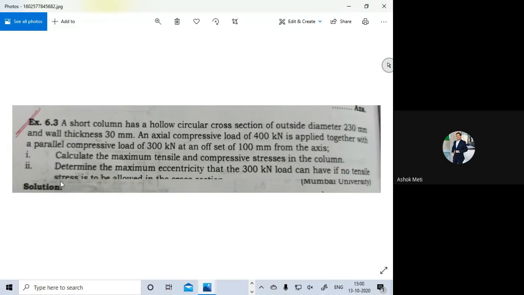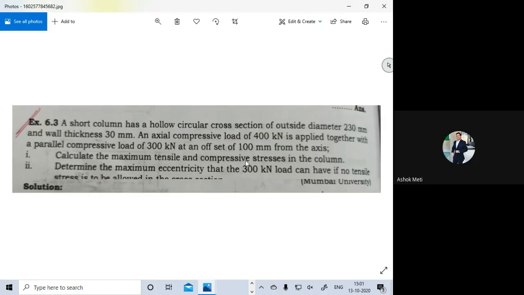So here first we have to take whatever the given data is. A short column with a hollow circular section is there. It has an outside diameter of 230 mm and a wall thickness of 30 mm. So I can calculate the internal diameter. Next, the axial compressive load is 400 kilonewton, acting exactly at the central point, and together there is a load applied parallelly. What does parallelly mean? With respect to that line only, it is 300 kilonewton at an eccentricity of 100 mm.